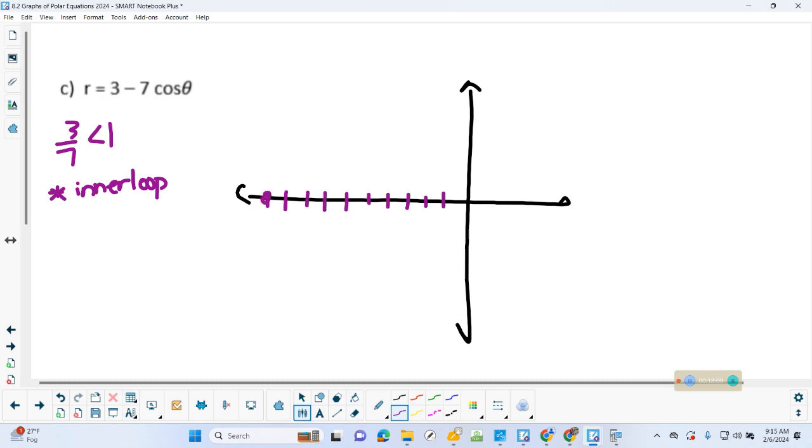Got it? And then I do, what's 3 minus 7? 4. Or what if you did 7 minus 3? It's still 4, but we know it's on the left because of the negative cosine. Okay, so we got the x-intercepts. What's the y-intercepts? 3. We're going to go 3 up, 3 down.